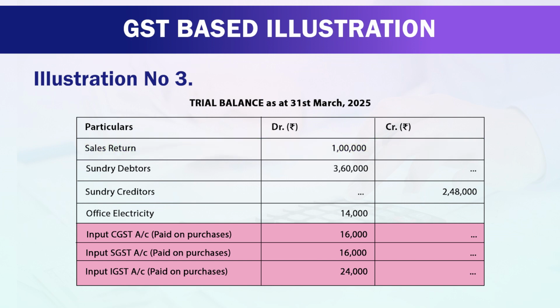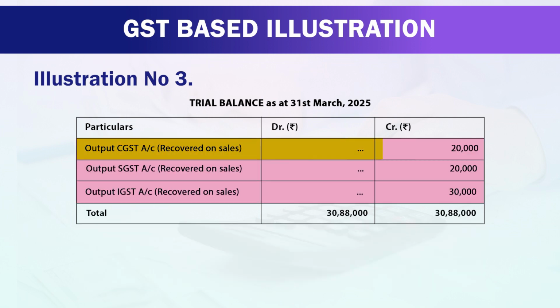Then we have sundry debtors asset side of balance sheet, sundry creditors liability side of balance sheet, office electricity 14,000 rupees debit side of P&L account. Then we have input CGST, input SGST, input IGST. Simultaneously we have output CGST, output SGST, output IGST. As per our norms, we will show the net amount of GST in our final account. So, the total of the trial balance is 30,88,000 on both sides.